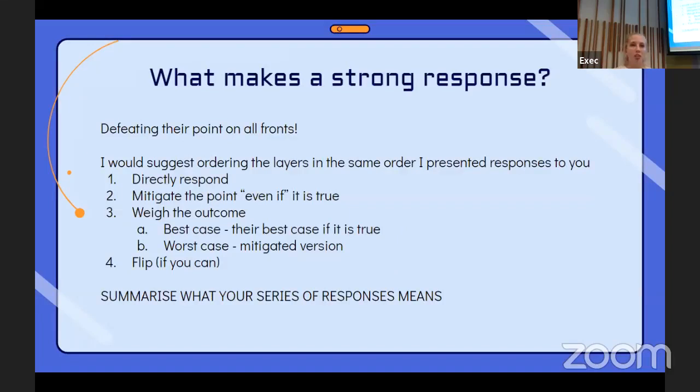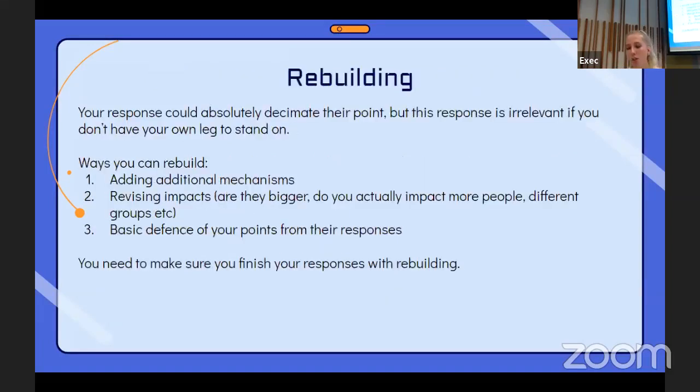At the same time, all of this big layered response was just offensive mainly. What you want to do here is after you've summarized what those responses mean, make sure that you're still rebuilding your own case.